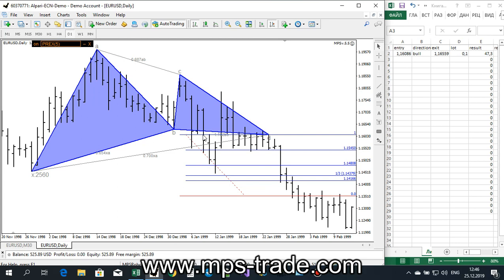Your first entry was pattern completion. Your second entry was this line, 15.45.0. Your third entry was this line, 1.1480 and 8. And it didn't hit your level number 4, which is your maximal position size, but reversed. So we should type all these results.